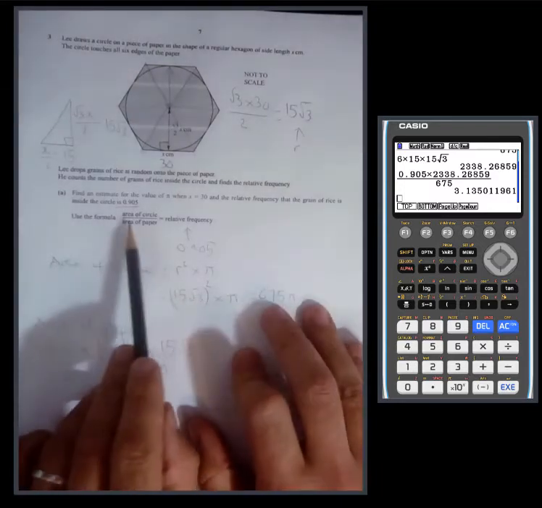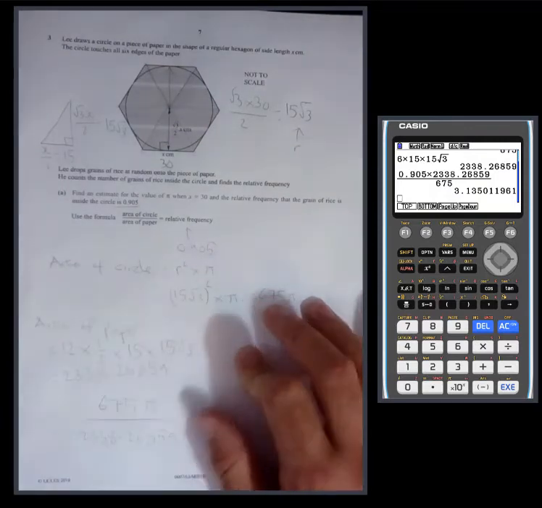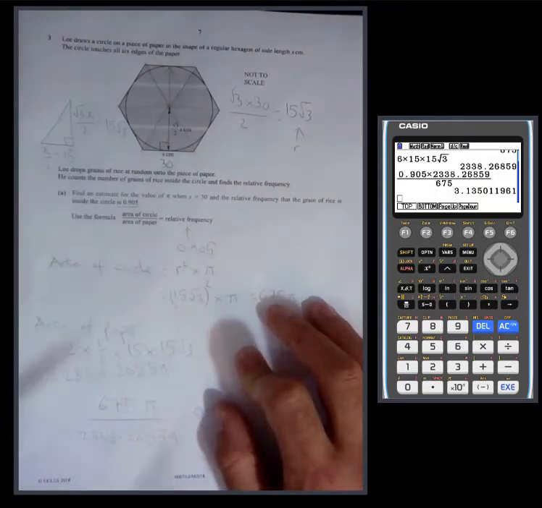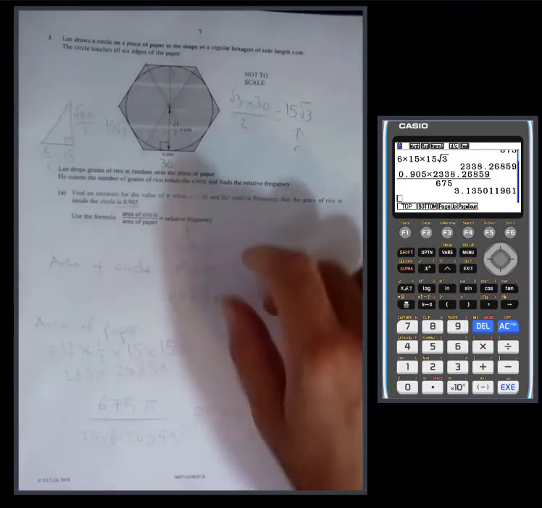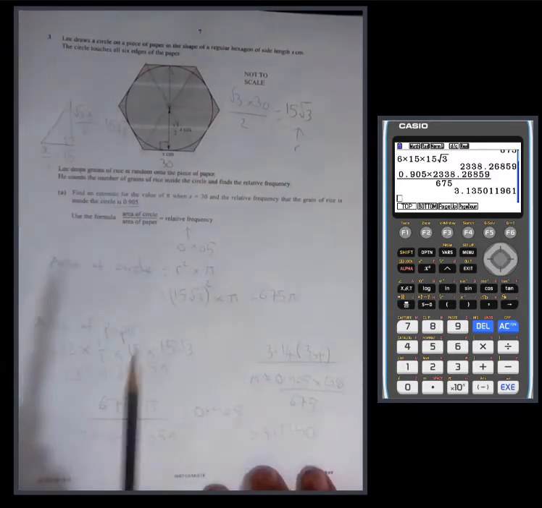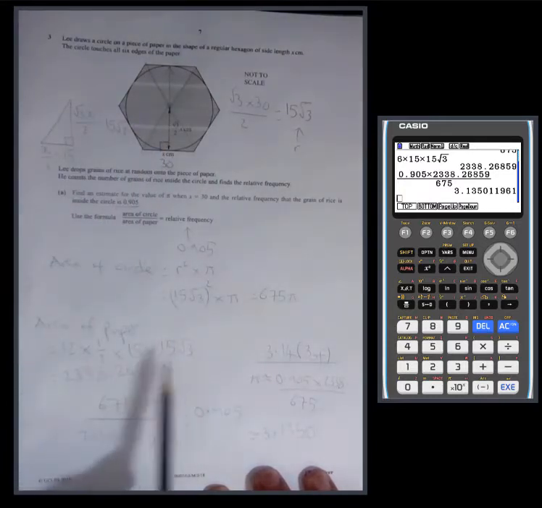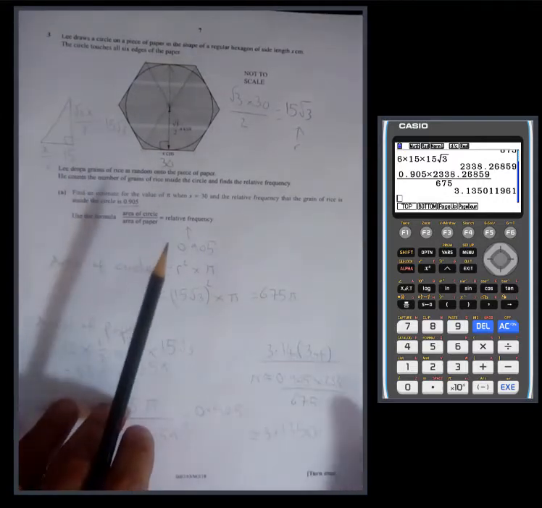We've still got to use this formula, area of circle over area of paper equals relative frequency. We know the area of the circle is going to be r squared times pi, and we know that r is root 3x over 2. We also know that to work out the area of the paper, which is hexagonal, we're going to do it using these 12 little rectangles: 12 times a half times base times height. Now the base and the height have changed. x isn't 30 anymore, x is just x. So the base is x over 2 and the height is root 3x over 2.